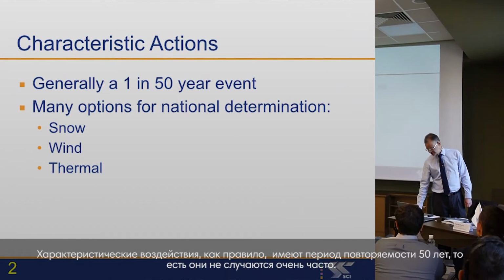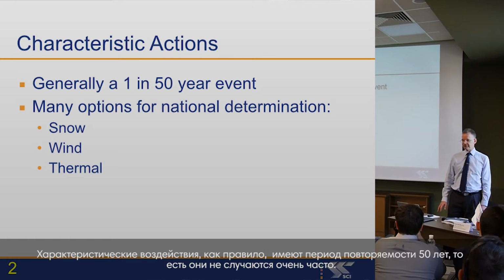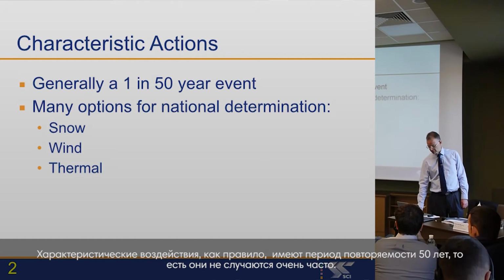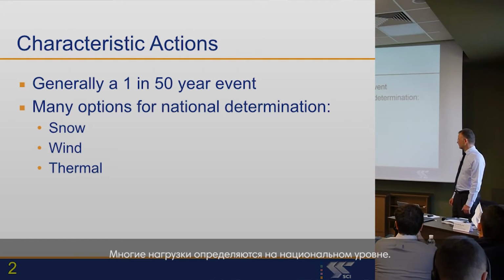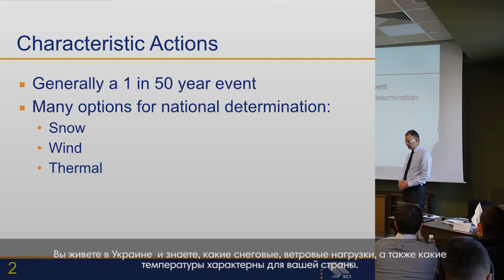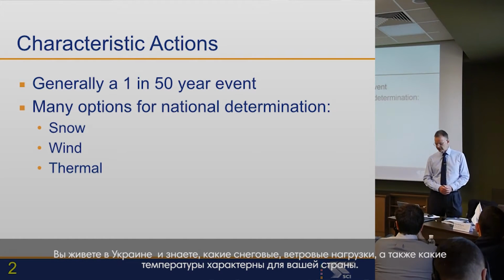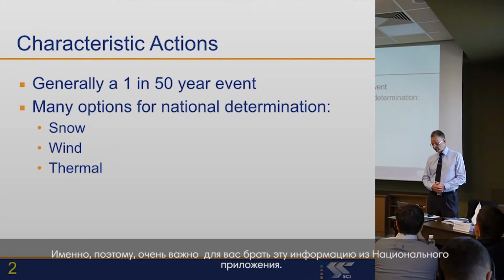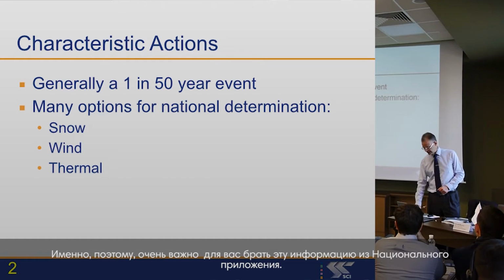So characteristic actions then, generally a 1 in 50-year event. So these actions are not going to happen very commonly. Lots and lots of options for national determination. So you in the Ukraine, you know about your snow loads, you know about your wind loads, you know about temperatures. And that's why it's important that you would look in the national annex.